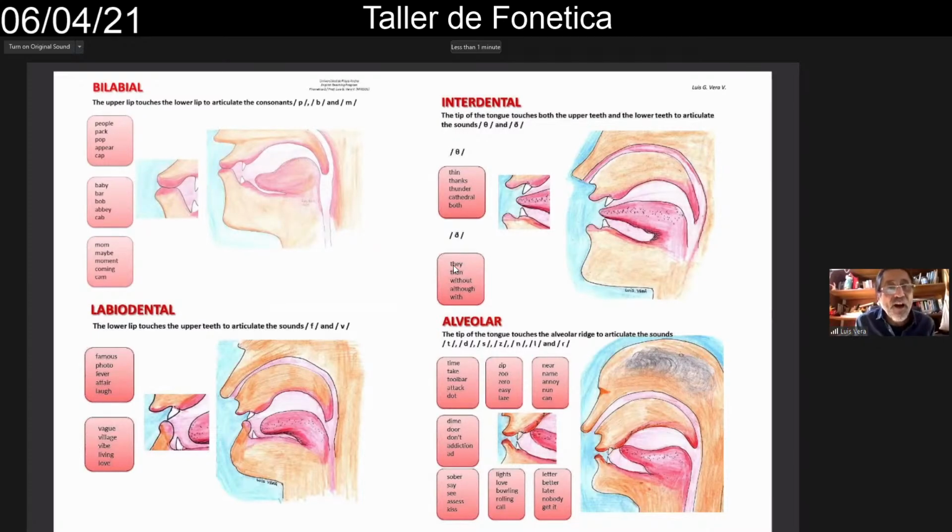Dice, the upper lip touches the lower lip to articulate consonants p, b, and m. Okay, what is this? This is the description of the sound. This is the description of the action that takes place when we make that pure consonant sound, which is p. For b and for m we do the same. The upper lip touches the lower lip to articulate the consonants p, b, and m.